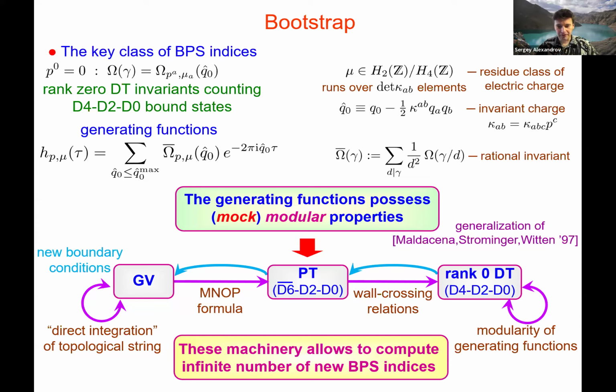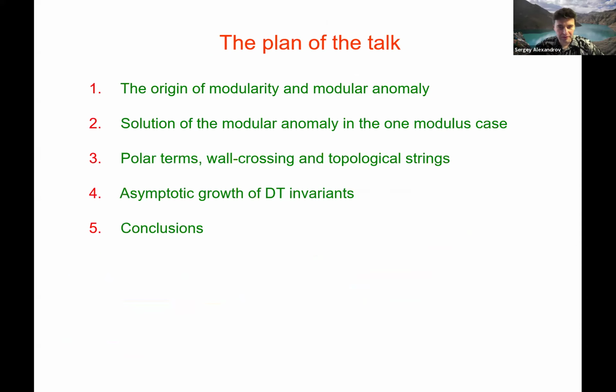Okay, so this is my general message. So now the concrete plan. First, I will explain to you the origin of modularity of rank 0 DT invariants and how they look. Then I'll explain how the modular anomaly equation can be solved, at least in the one modulus case. And then I'll explain the procedure which I just briefly showed you on the previous slide. And in the end, I will present some work in progress on the asymptotic growth of DT invariants.